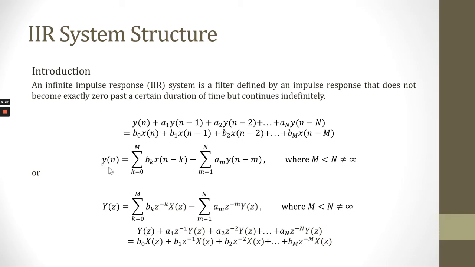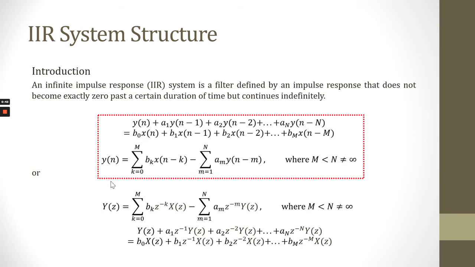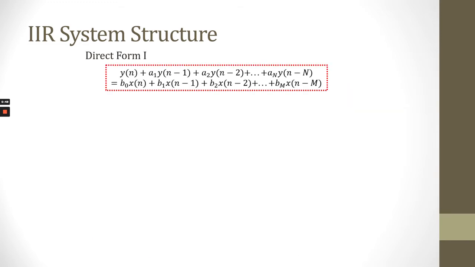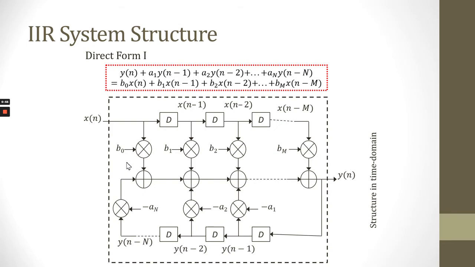So this is the equation of IIR output in the time domain, and this is the equation of IIR output in the Z domain. Now we move to the direct form 1 structure for the IIR system in the time domain.